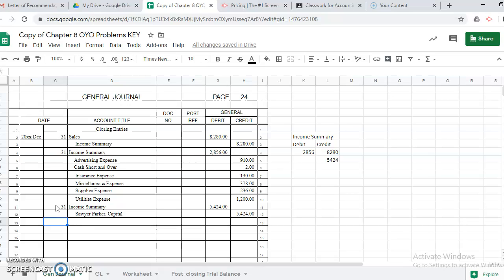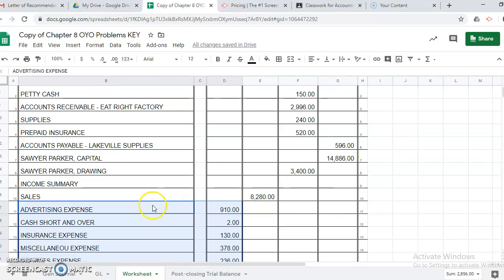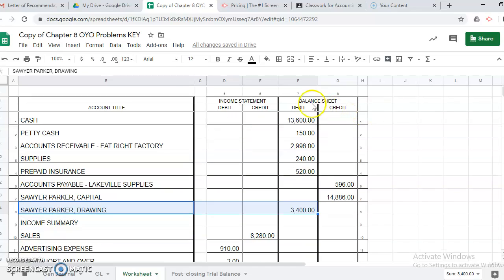Okay, so last thing you want to close out is our drawing account. If I go back to the worksheet, I scroll up a little bit, you can see that the drawing account is right here, and it has a debit balance. If I scroll all the way up, you can see this is the debit column. So in order to get this to zero, we're going to have to reverse it with a credit of $3,400. So if we credit Sawyer Parker drawing, we're going to have to debit capital, because when the owner took money out of the business for personal use, that decreases the value of the capital.